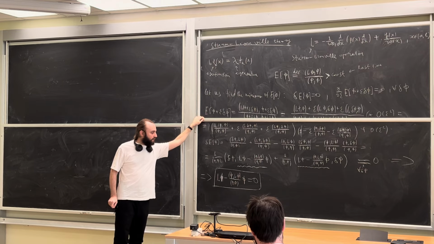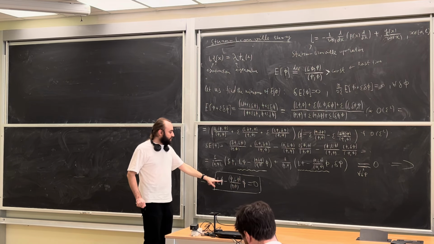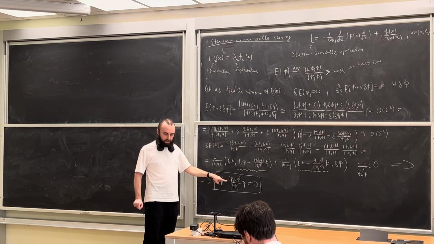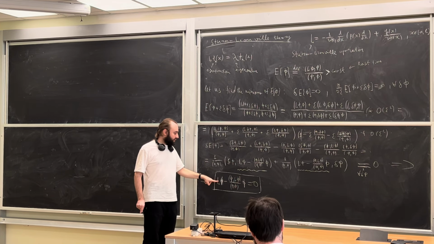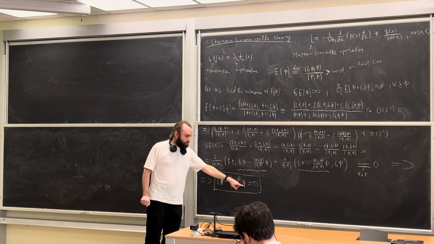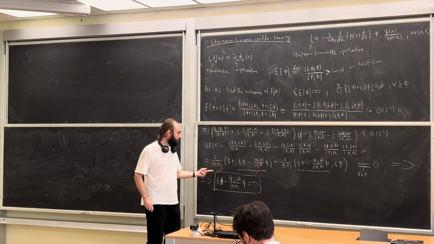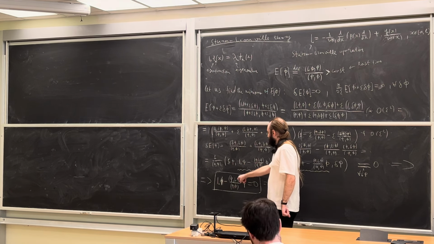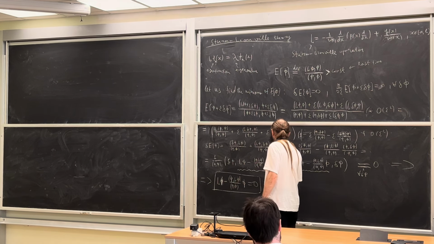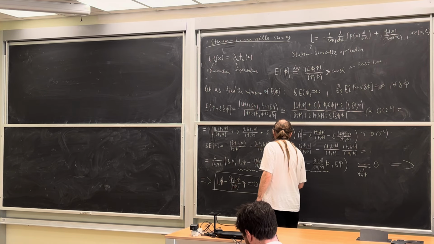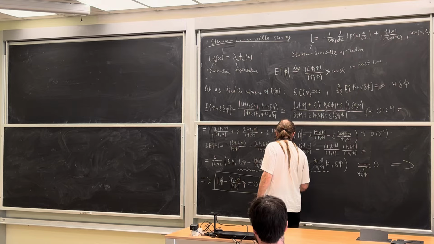But let us look at this expression carefully. This is a number. So we see that L times phi is proportional to phi times some number. So this phi is precisely the eigenfunction of L. L phi equals lambda phi.